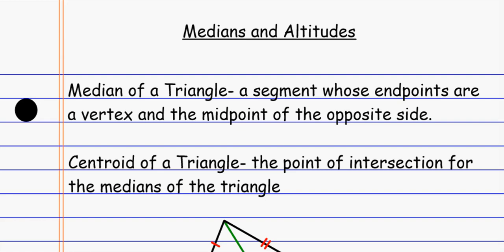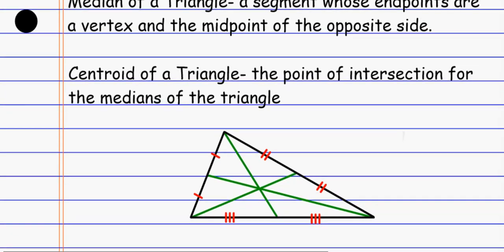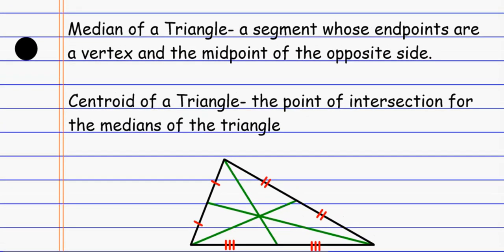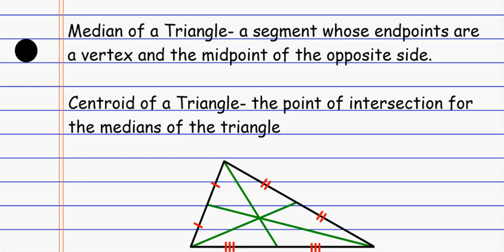And when we draw all the medians, we get a point of concurrence where they all intersect at the same spot, and we call that thing the centroid, okay? So a median connects the vertex to the midpoint of the opposite side. If I draw all of the medians, they come together at the centroid inside the triangle, okay?